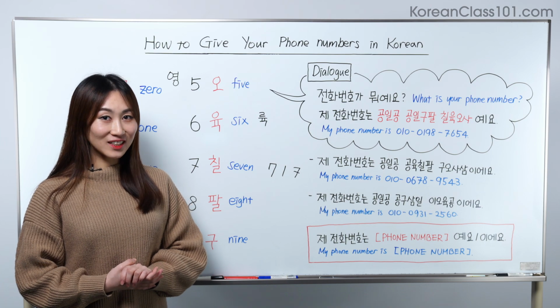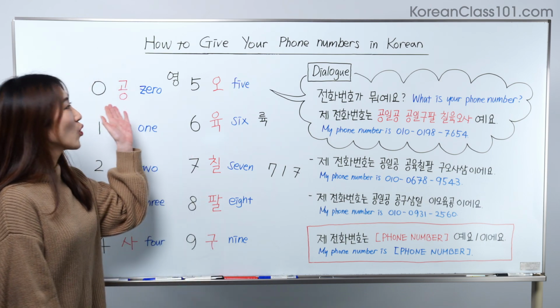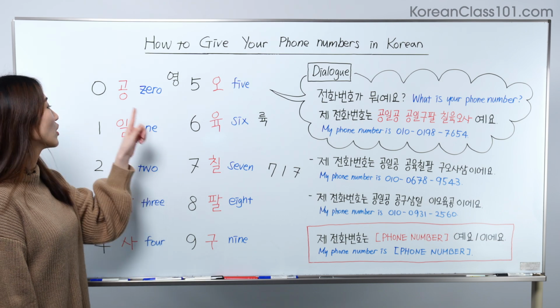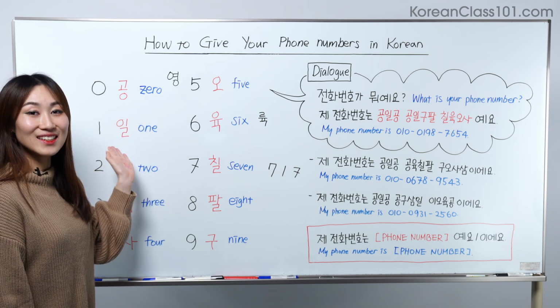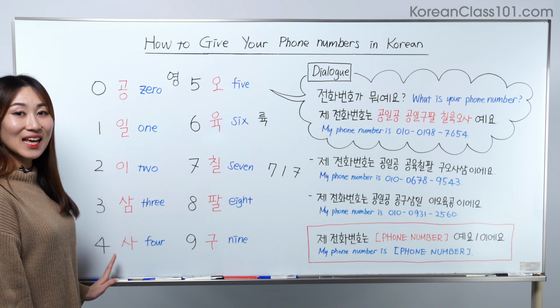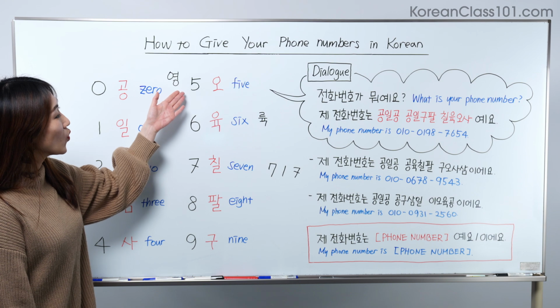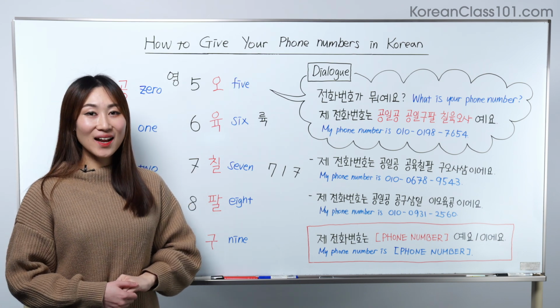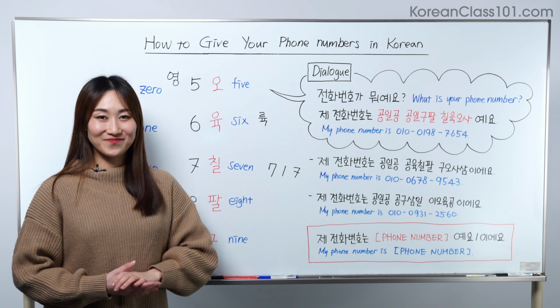So let's quickly review the numbers. 0 or 영, but for phone numbers, 공 is more common. 공, 일, 이, 삼, 사, 오, 육, 칠, 팔, 구.